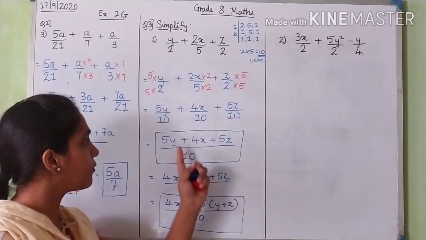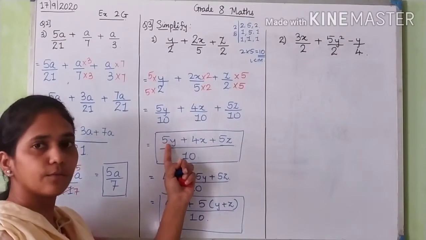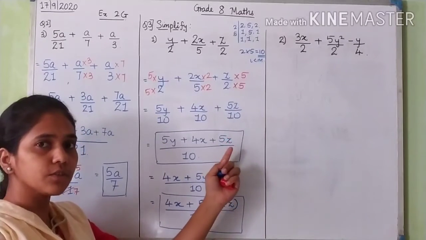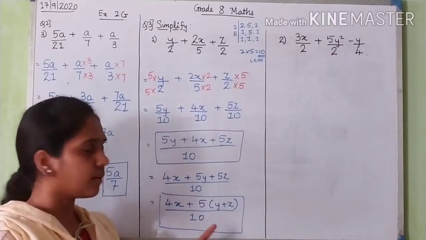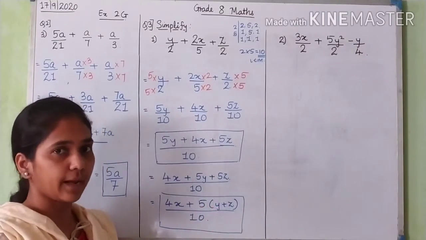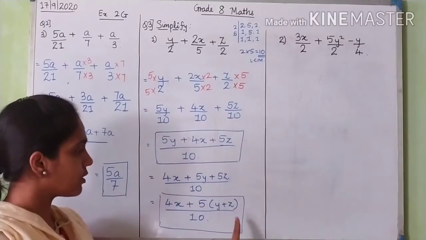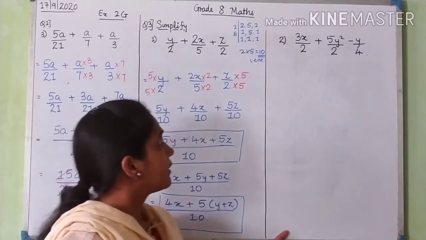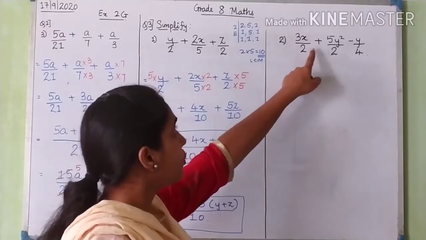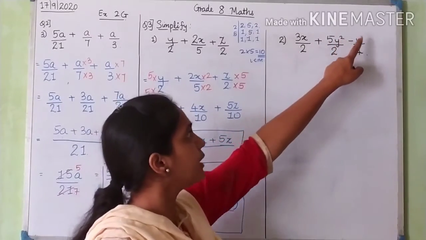We have only taken 5, which is common from 5y and 5z. Because 5 is common, we can take it common and then write the uncommon terms in the bracket. So this also could be your answer, or this also. Okay, so both are correct. Now the second is 3x by 2 plus 5y square by 2 minus y by 4.